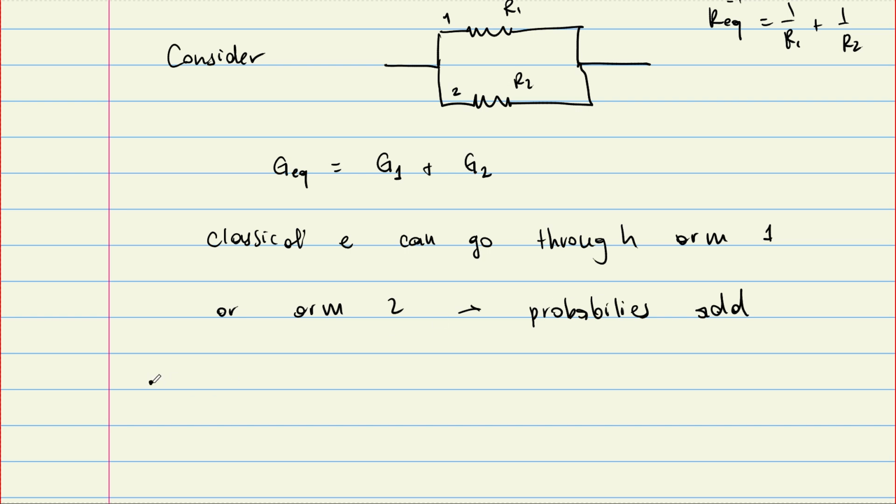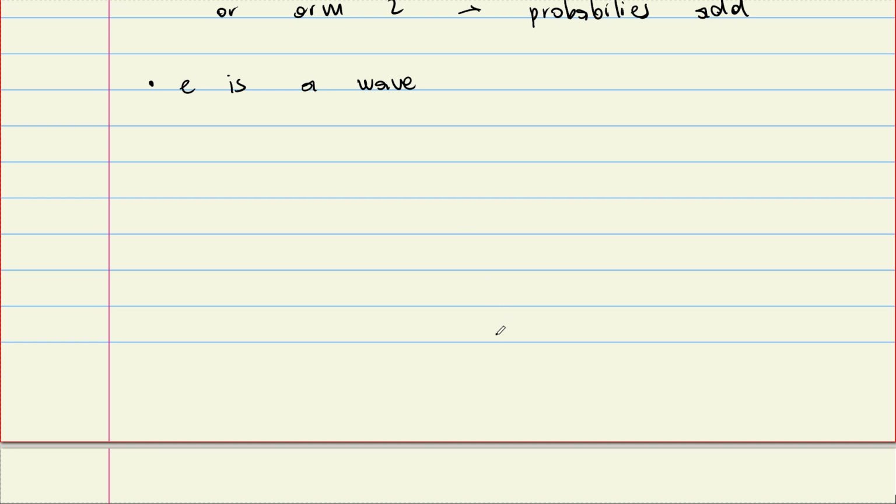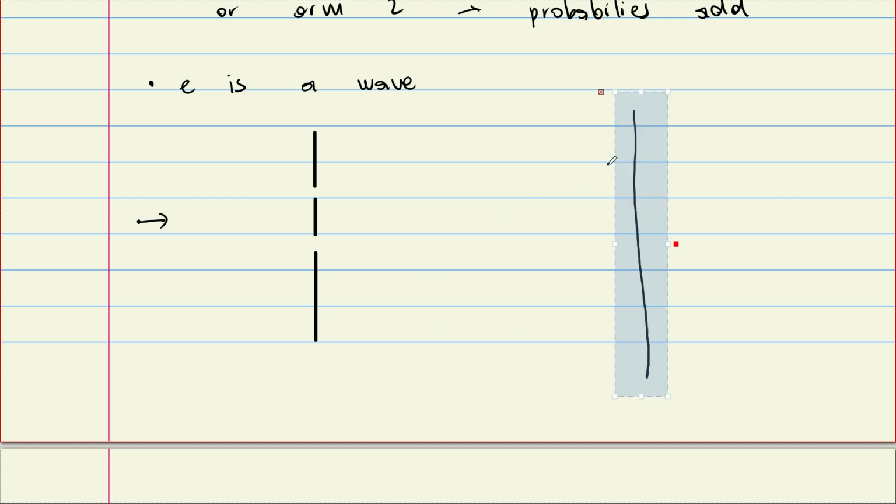But we know electron is a wave. So electron is a wave, and we need to think about what happens if we take the wave phenomena into account. In the case of wave phenomena, we can consider a double slit experiment. And you are sending an electron through a double slit, right? And there you have a screen here. So the electron can go through slit number 1, or it can go through slit number 2.